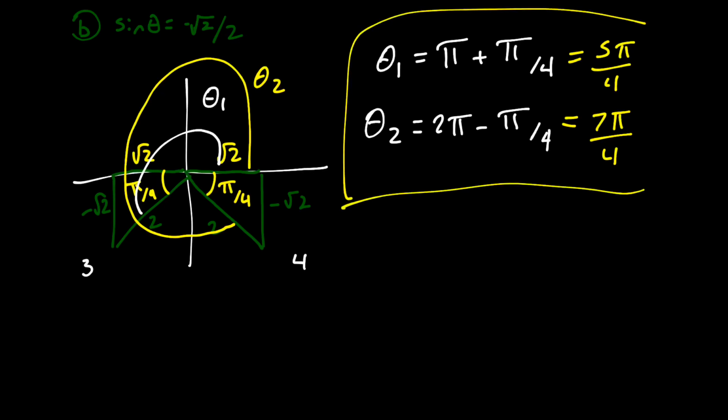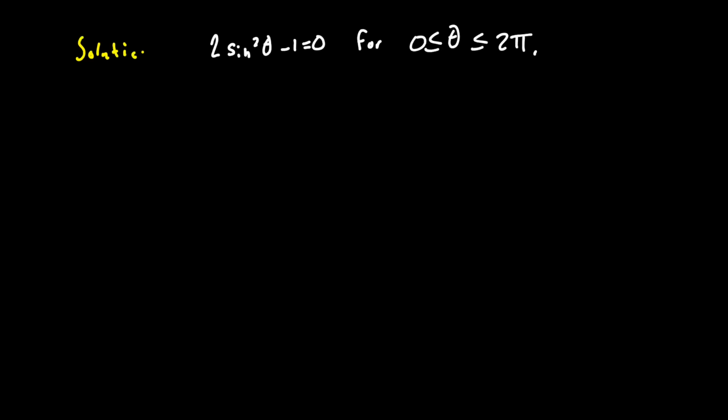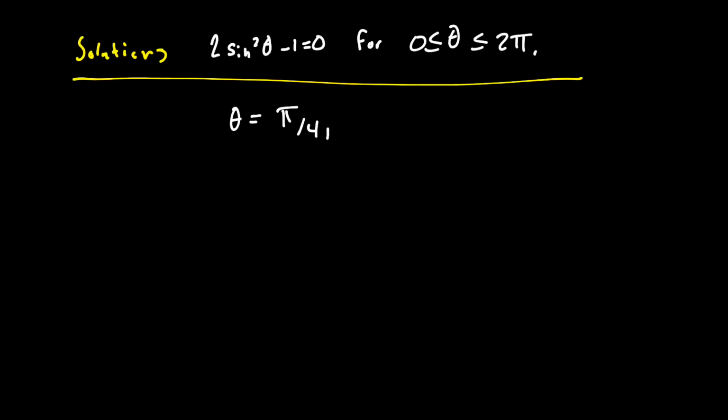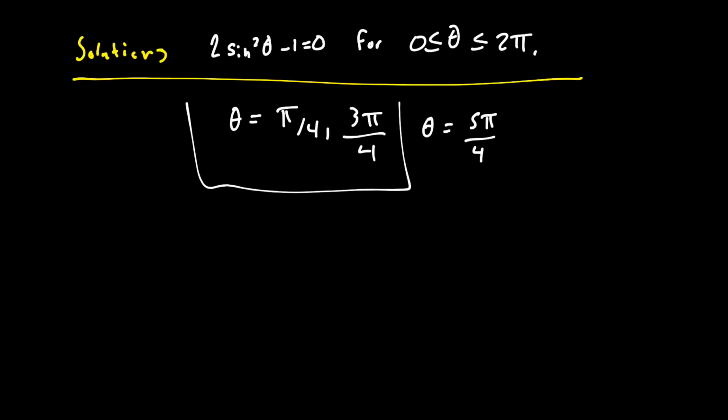Let's go ahead and summarize what we just found. The solutions to the equation 2 sine squared theta minus 1 is equal to 0 for theta between 0 and 2 pi is given by the following four angles. Either we have theta is equal to pi divided by 4, or 3 pi divided by 4, or we have theta is going to be 5 pi divided by 4 and 7 pi divided by 4. And these are all possible solutions in between 0 and 2 pi.